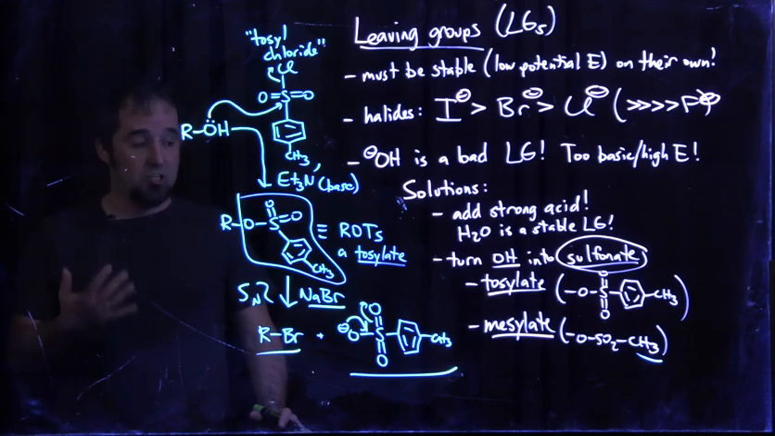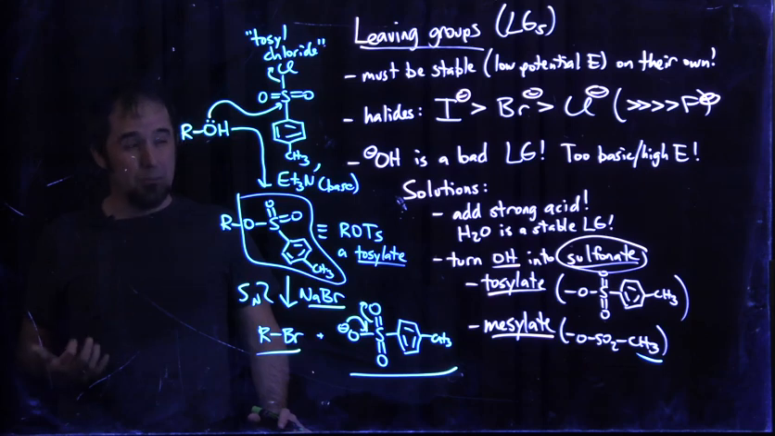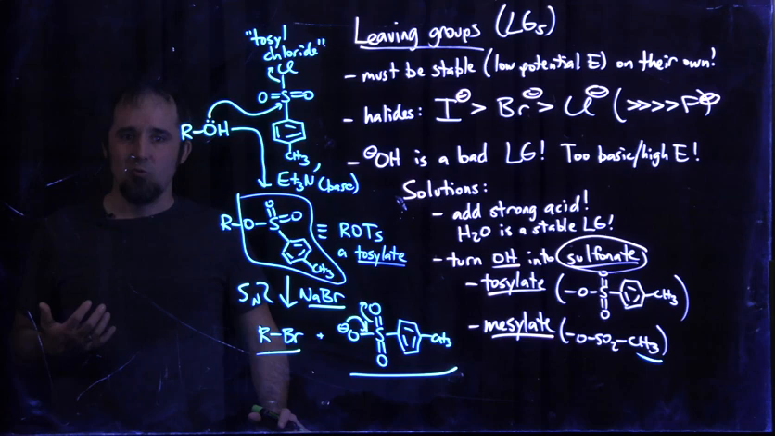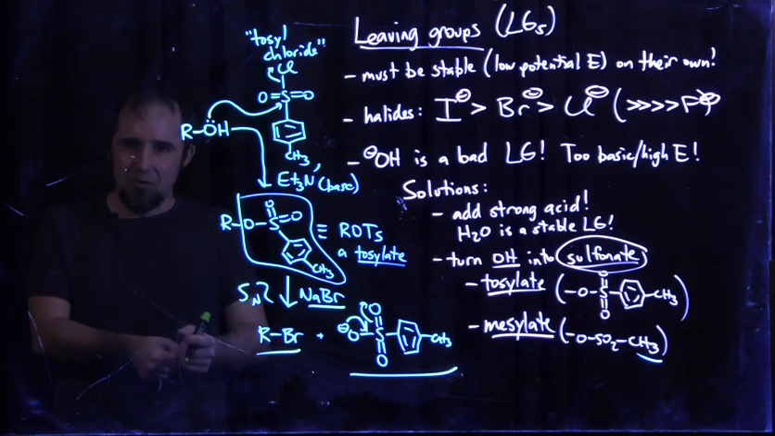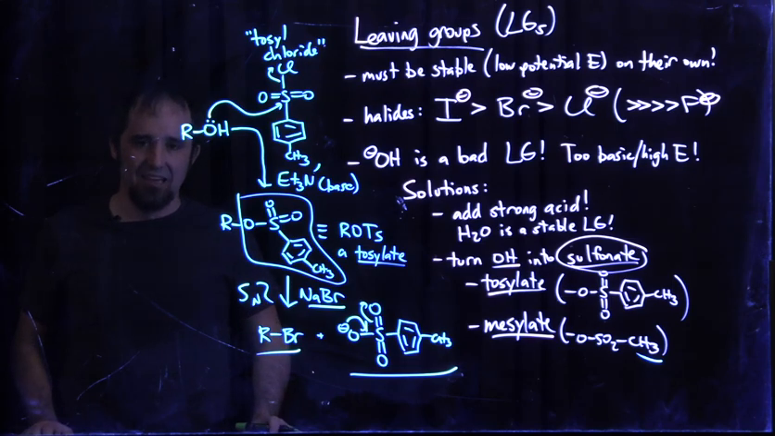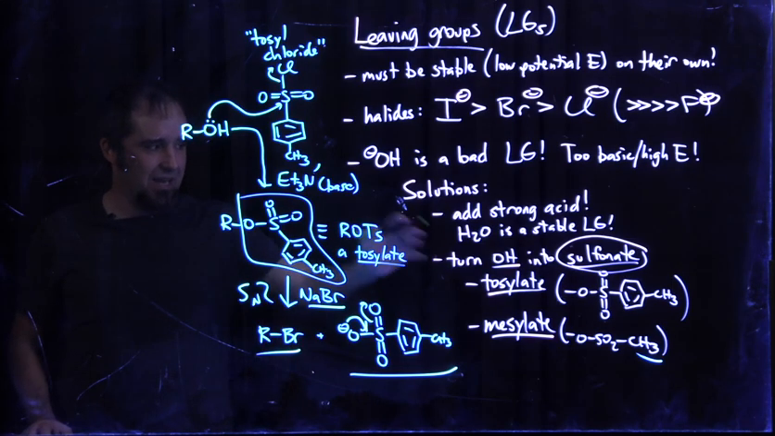strong acid, which A, is dangerous, and B, is probably going to mess up my reagents and reactants in other ways, right? So you don't fix stained glass windows with giant sledgehammers, and you generally don't use strong acids to do your SN2 stuff. Make it into a tosylate.